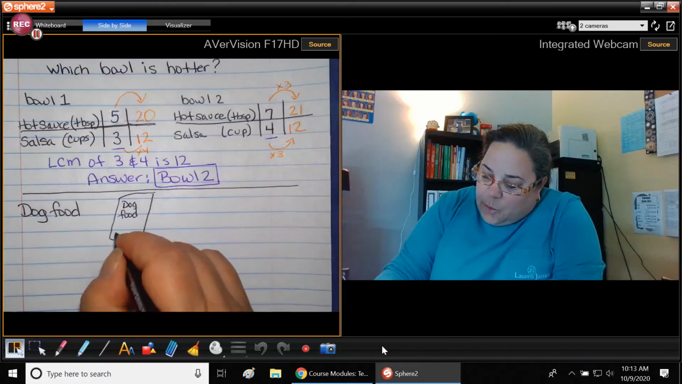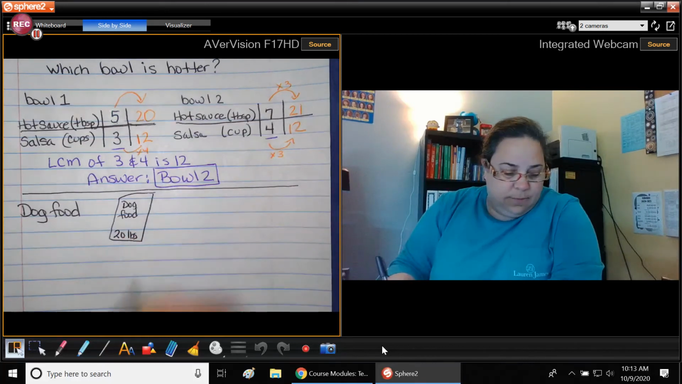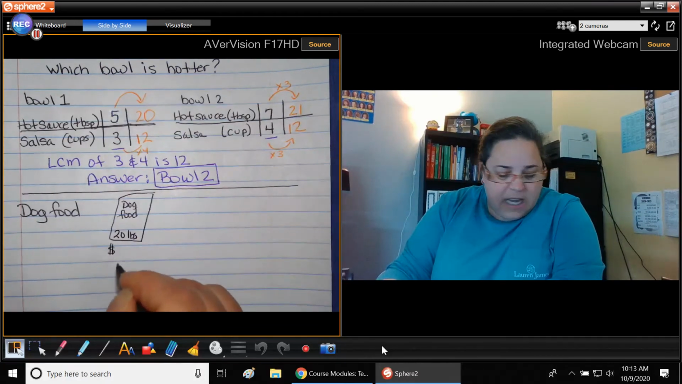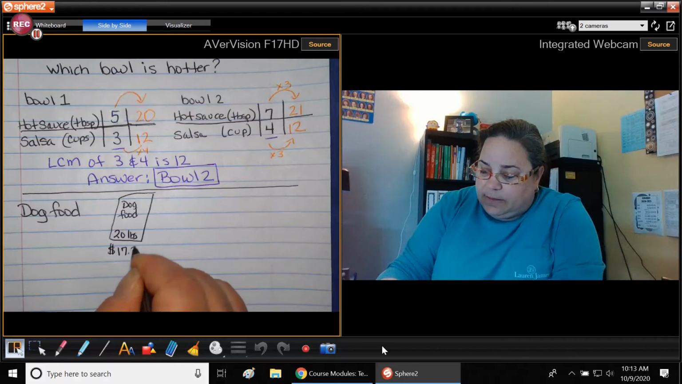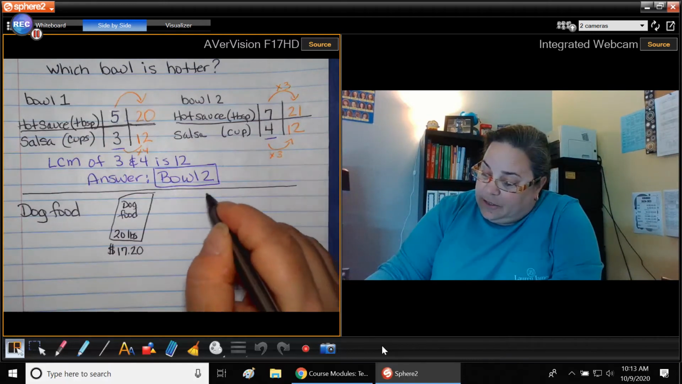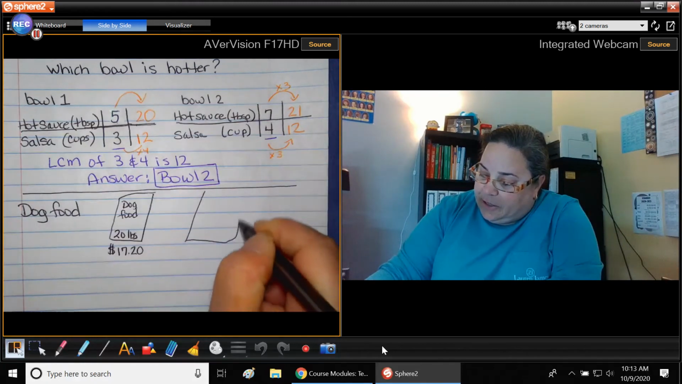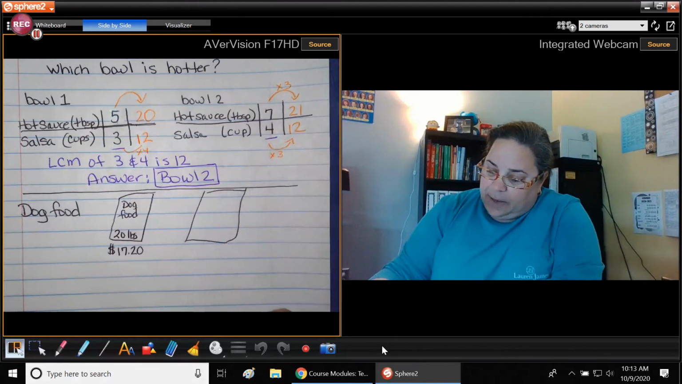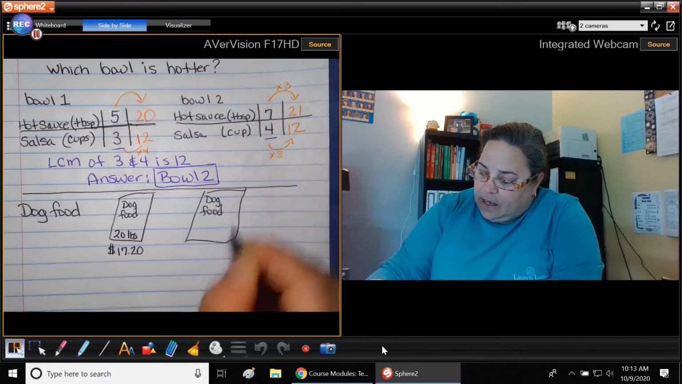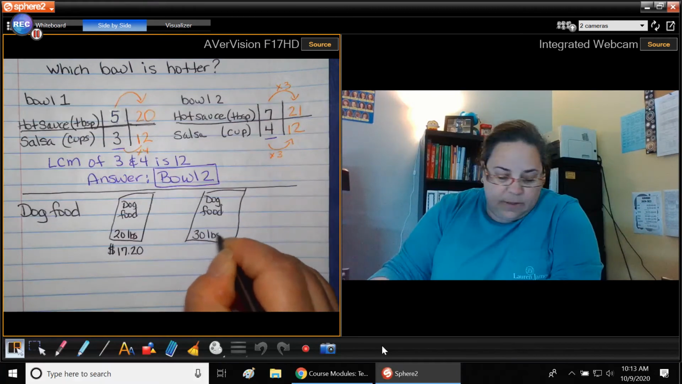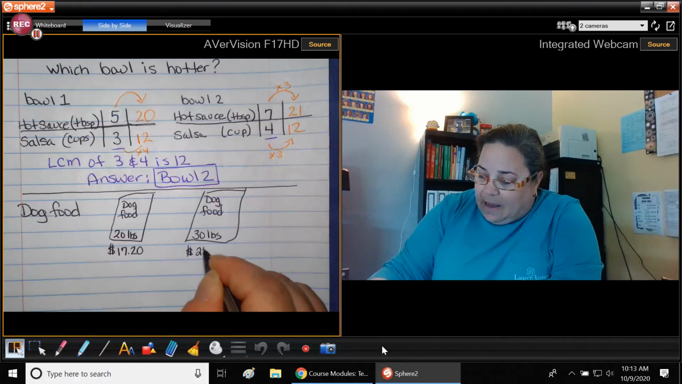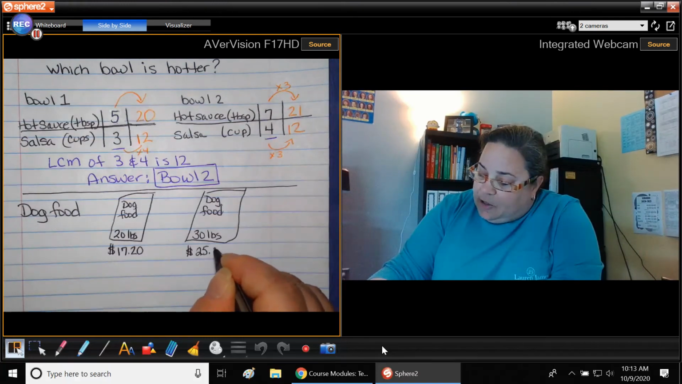And it is 20 pounds. And that 20-pound bag of dog food costs $17.20. And then I have another bag of dog food. It's bigger. Okay. It's 30 pounds. And it costs $25.20.